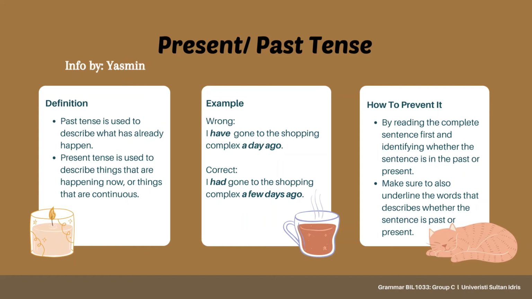First, we need to read the complete sentence and identify whether the sentence is in past tense or present tense. We also need to make sure to underline the words that describe whether the sentence is in past or in present.